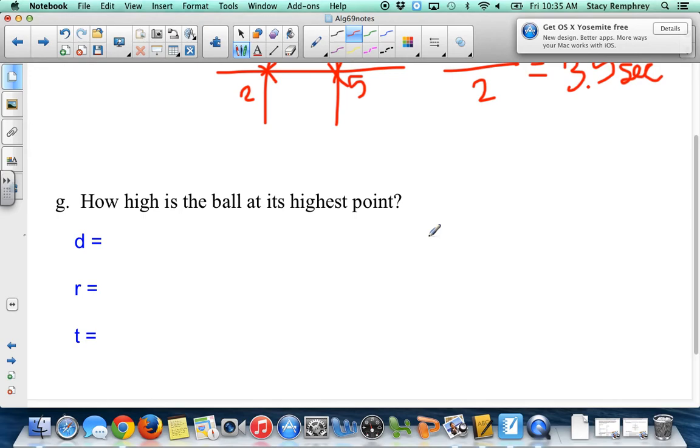How high is the ball at its highest point? So again, it's looking for the distance. We don't know this. The rate is still 35. And for your time, you know that. It's right up here at 3.5 seconds. So you'll plug in 3.5 for the time and you'll solve that equation.